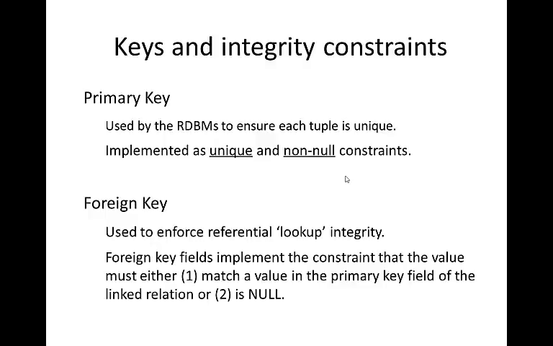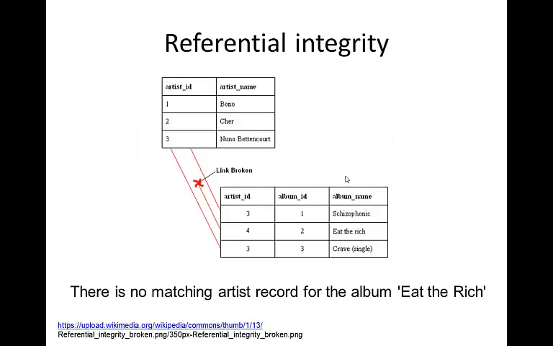Foreign key. What are foreign keys about? Well, they're about maintaining or enforcing what we call referential integrity, the connections between the tables. I've got an example of that afterwards. A foreign key field implements a constraint that the value must either match a value in the primary key field or can be null.